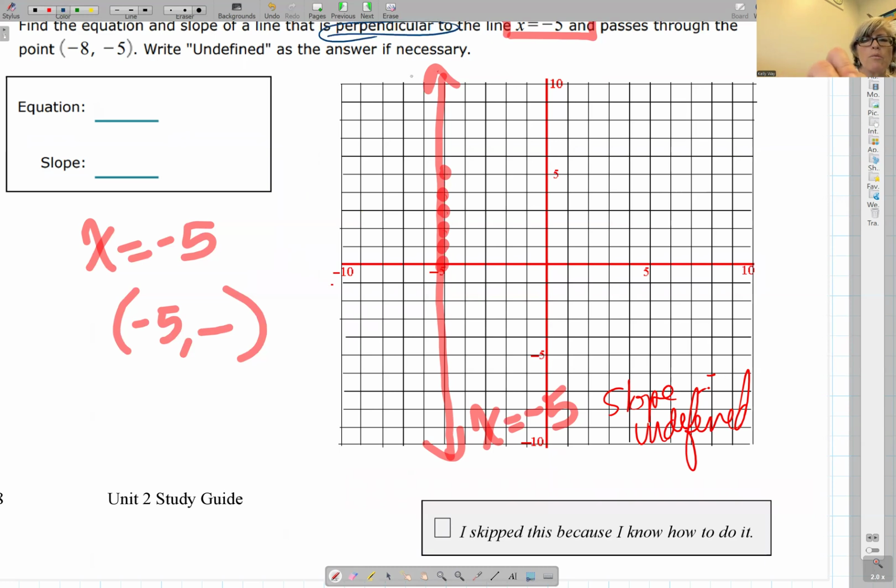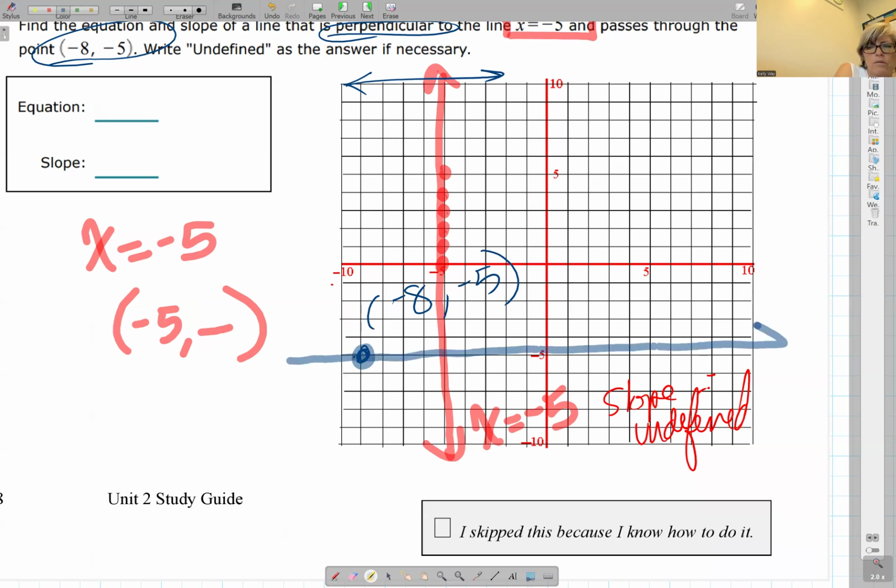So right off the bat, we know it has to go horizontally, but goes through this point, -8, -5. So if I graph a line that goes through this point and is perpendicular, we know it has to be horizontal. And all horizontal lines are y equals lines. So y equals, really simple, -5. So my equation is y equals -5.